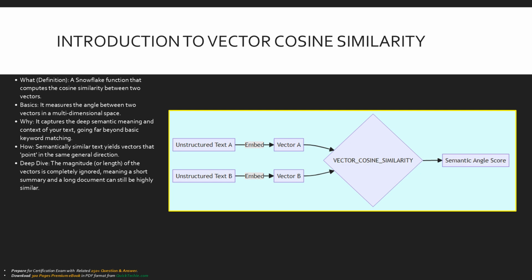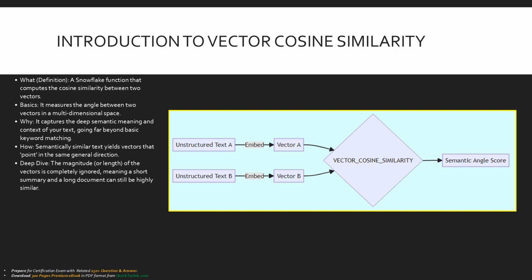Let's begin by defining what vector cosine similarity actually is. In modern AI, text is converted into multi-dimensional arrays of numbers called vectors. The vector cosine similarity function computes the similarity between two of these vectors. But how does it do this? It looks purely at the angle between the two vectors in that multi-dimensional space, while completely ignoring their magnitude or length. Why is this so revolutionary?